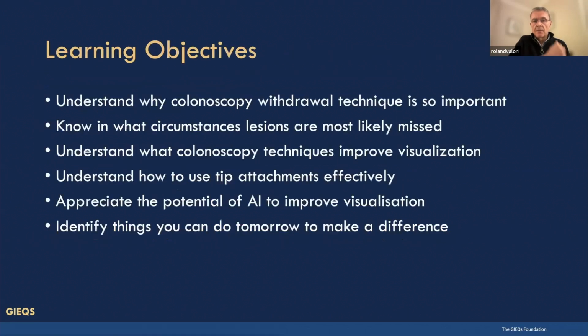Next slide, please. So the learning objectives for tonight are understanding why colonoscopy withdrawal technique is so important, knowing in what circumstances lesions are most likely to be missed, understanding what colonoscopy techniques improve visualization, understanding how to use tip attachments, and appreciating the potential of AI to improve visualization. And we're really just at the beginning of the journey with AI. And very importantly, I want you to be thinking all the way through of things that you might do tomorrow to make a difference on the back of what we're covering tonight. Next slide.